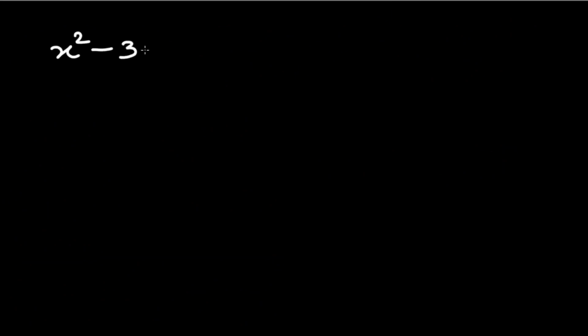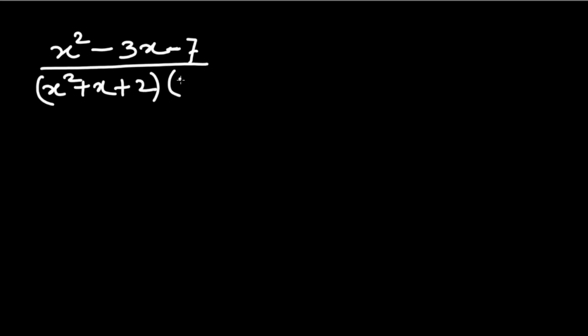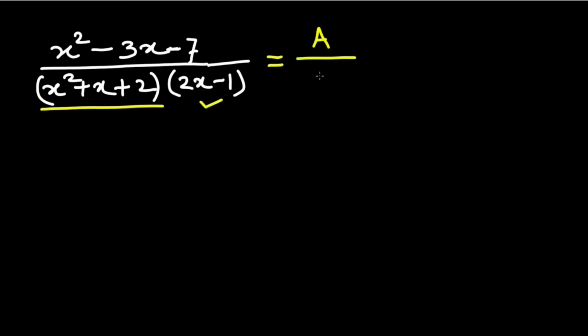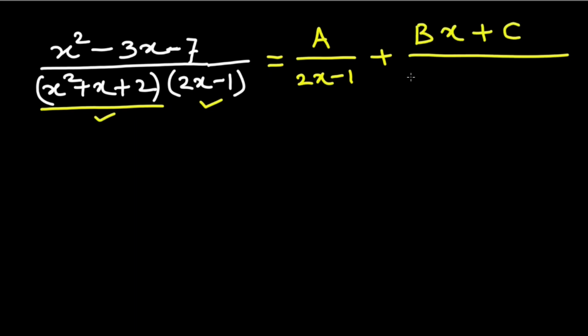Let us resolve x square minus 3x minus 7 by x square plus x plus 2 multiplied by 2x minus 1 into partial fractions. Here in the denominator there is a non-factorizable quadratic factor, so we write A by this linear factor 2x minus 1, and above the quadratic factor we write bx plus c by x square plus x plus 2.